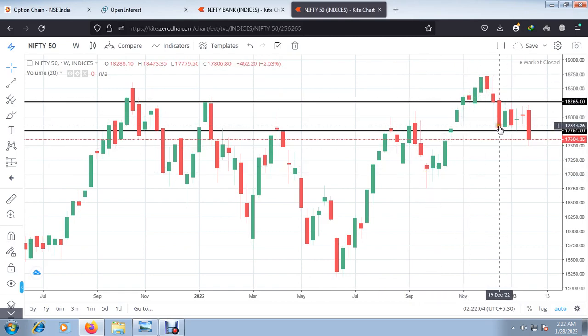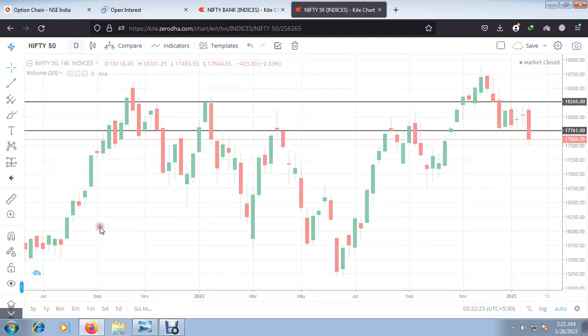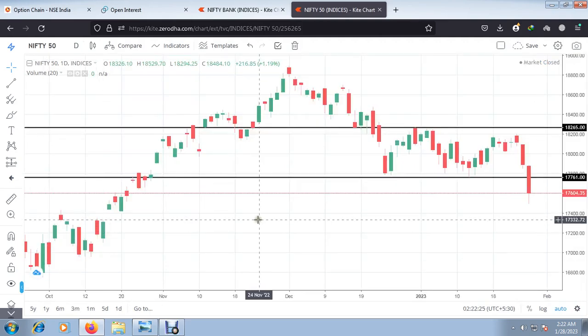So it became a new higher high, higher low, a new higher high, higher low. In the weekly chart we are seeing that the current trend is an uptrend. As long as this low is not broken, what is the low of this candle? It is 16,747. As long as 16,747 is not breached, in the weekly chart Nifty is still on the bullish side only. We will see it again in the daily chart.